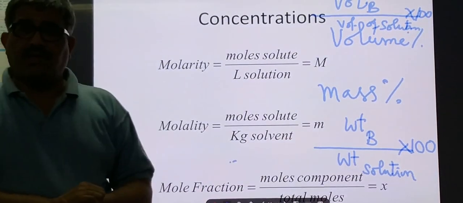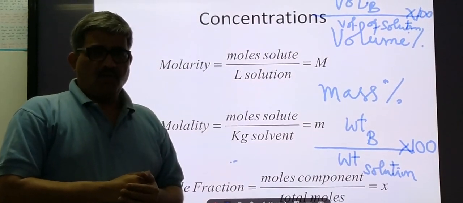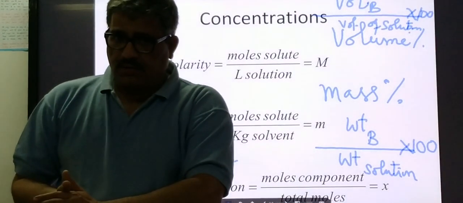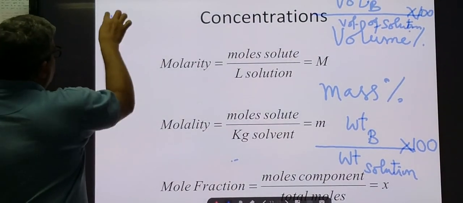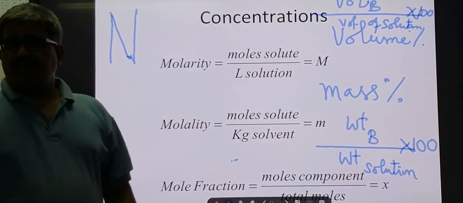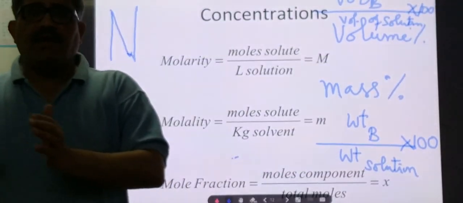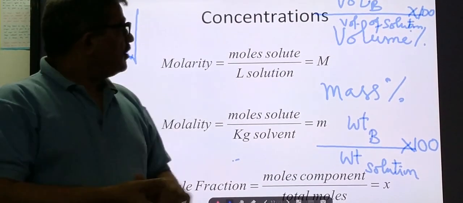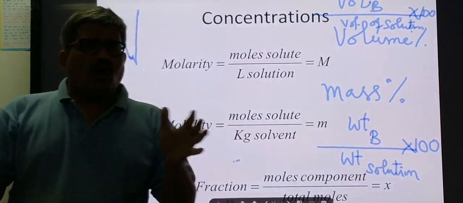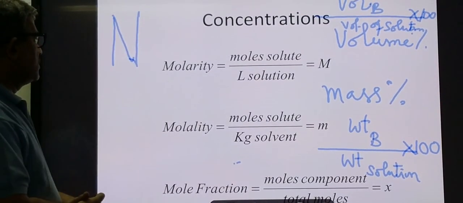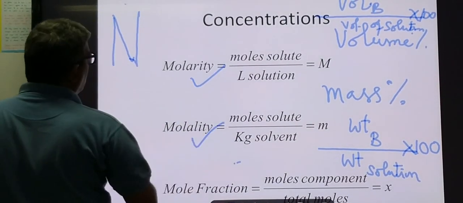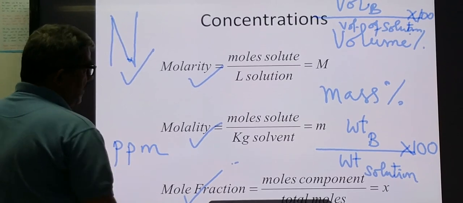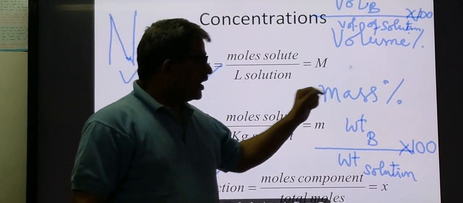And besides all these things, in 11th class practicals, you have come across another concentration term, that is normality. What is normality? It is indicated with N. Normality is number of gram equivalents of solute present in 1 liter of solution. Alright, this is another concentration term. So now, how many concentration terms we have come across? Molarity, molality, normality, mole fraction, ppm, volume percentage, mass percentage.